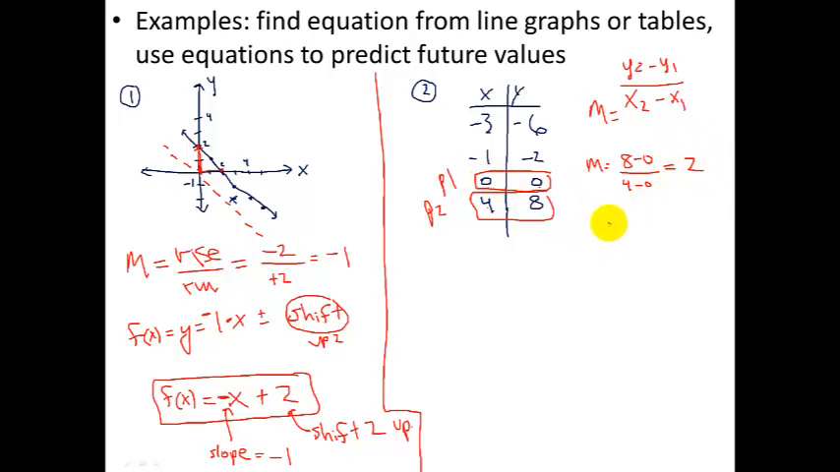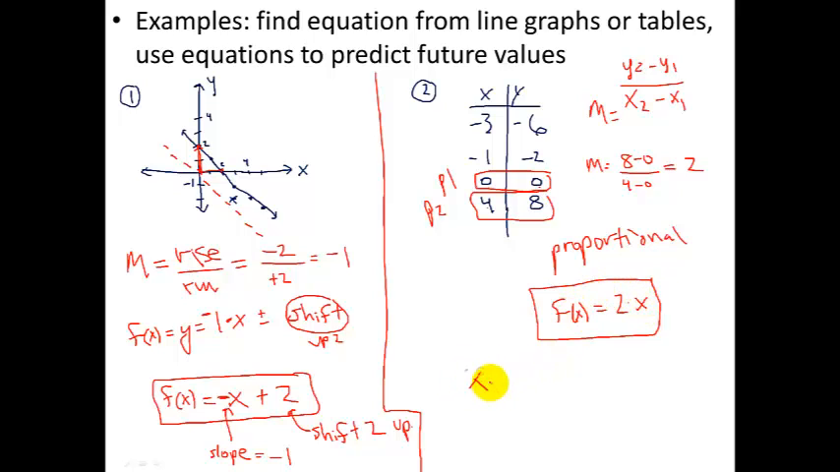And I go through the origin, so this is proportional, because it's not shifted up or down if it goes through the origin. So my equation, f of x equals slope, which is 2, times x, and then plus or minus the shift, but the shift was 0 because I'm at the origin. So my equation is like that, and it's proportional. If I double the input, I will double the output. So for example, if x equals 5, f of 5, which is my output, 5 times 2 is 10.